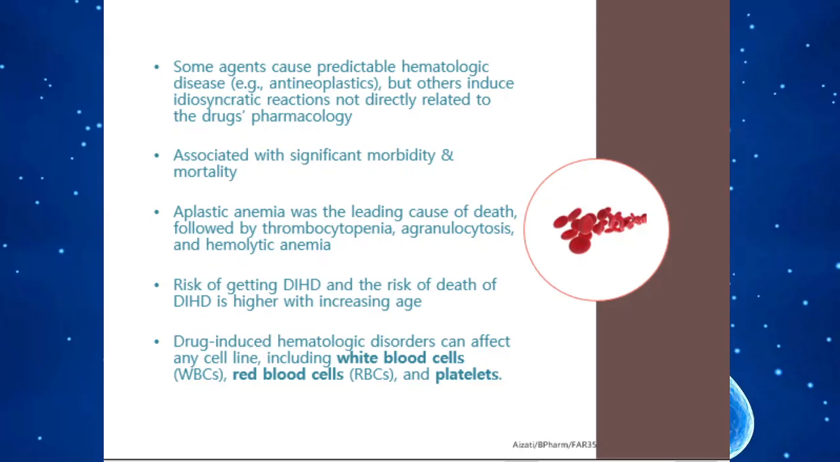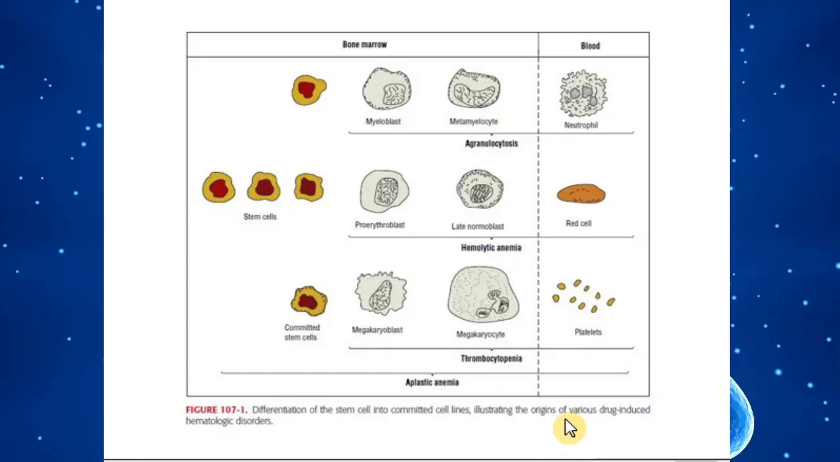So drug-induced hematological disorders can affect any blood cell lines, including white blood cells, the WBC, red blood cells, and also platelets. So this is the origin of these three types of blood cells: the neutrophil, which is the white blood cell, red blood cell, and platelets. They come from the stem cells. During the differentiation, each of them has different characteristics and function.